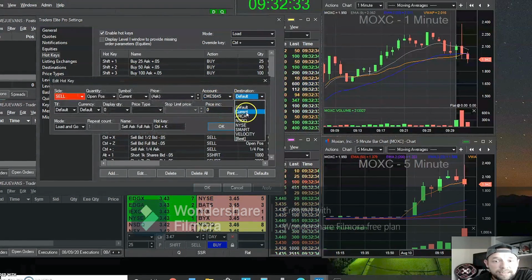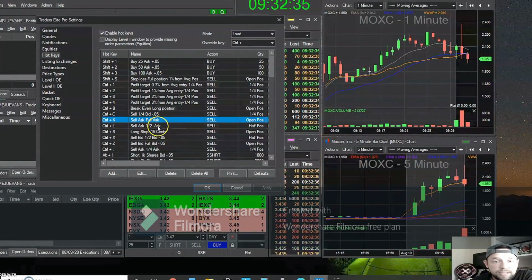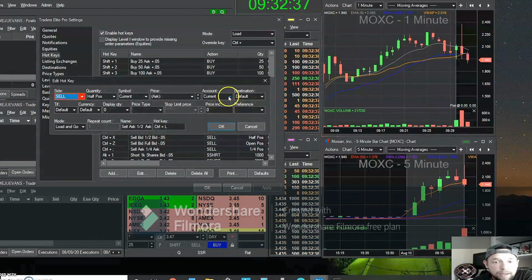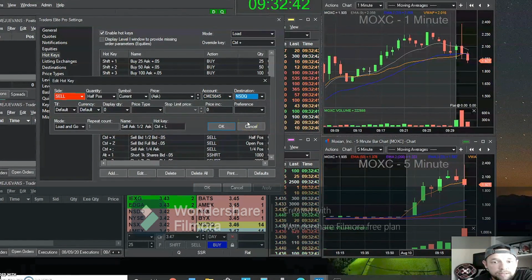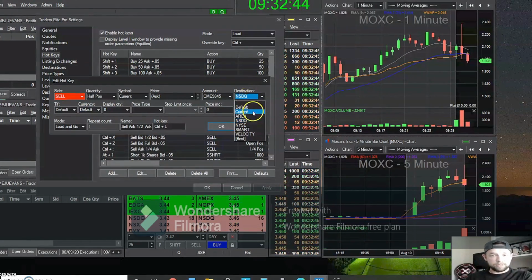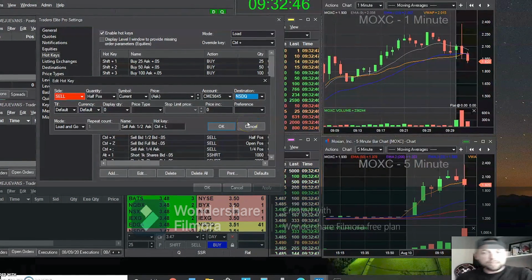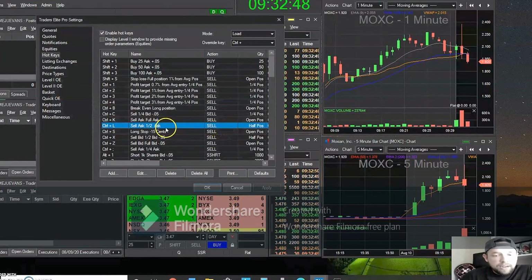So I'm changing all my hotkeys to include the destination, NASDAQ, and looks like I'm putting my account in as well. I don't understand why this wasn't already done. Unless I changed something and forgot. Maybe I forgot to apply the settings. I don't know. It's weird.